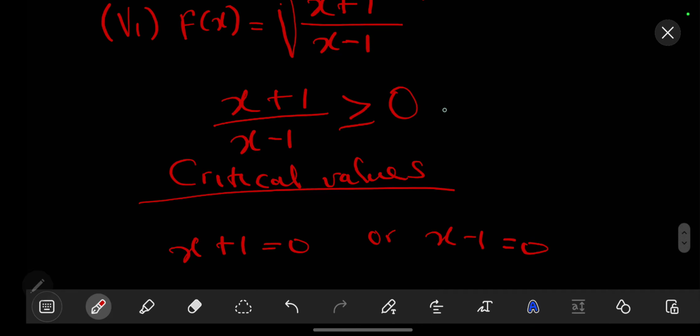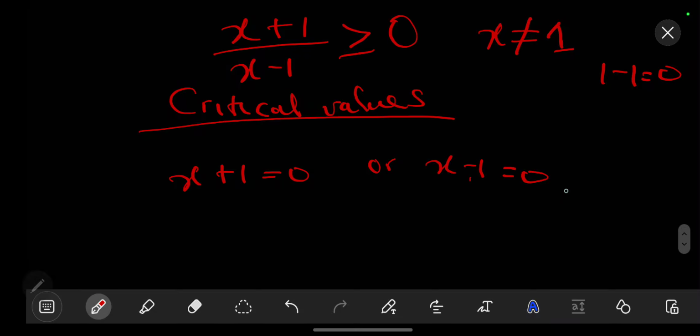But remember, since this is a rational function, x in this case should not be equal to 1, because if you put 1 here it will be 1 minus 1, which is equal to 0, and we don't want a 0 at the denominator. Though we are going to say x is equal to 1 as our critical value to just help us come up with an interval. Taking the one to the other side, it will be x equal to -1, or x equal to +1.